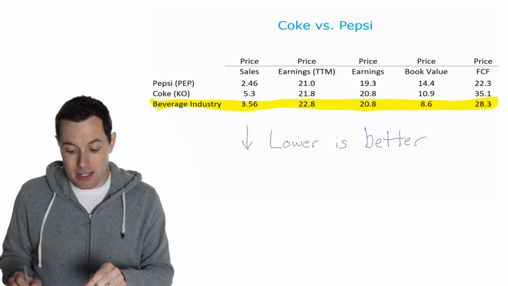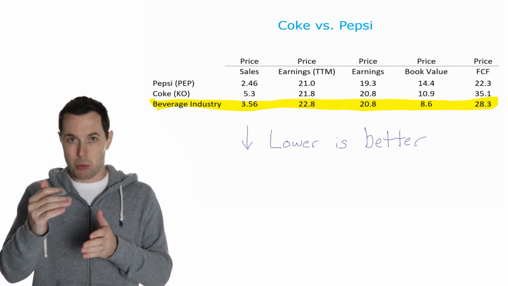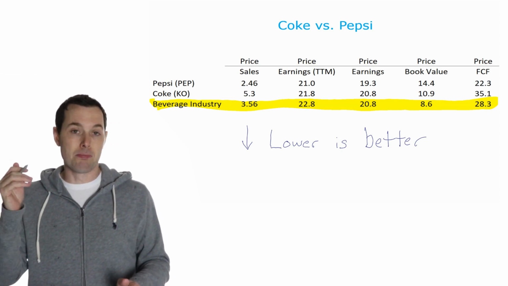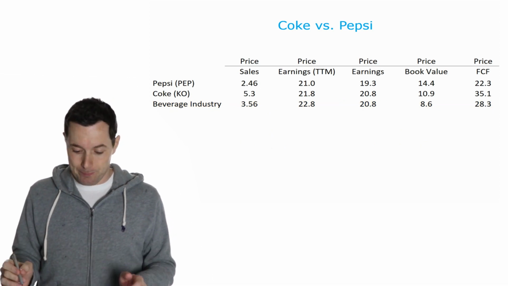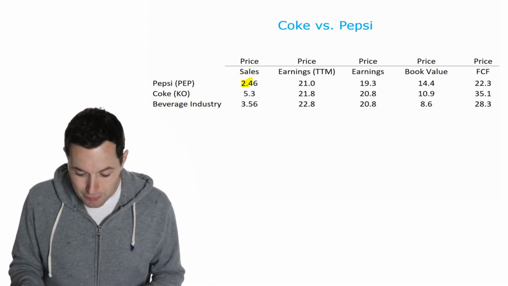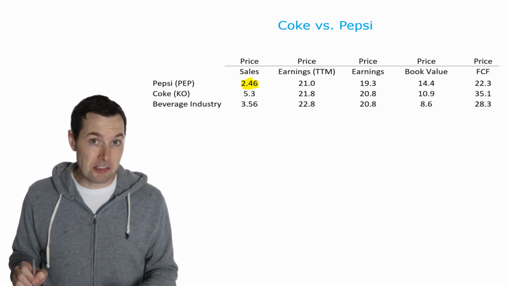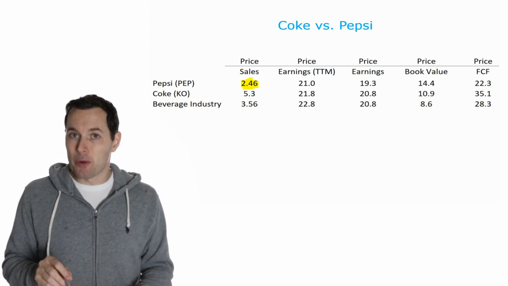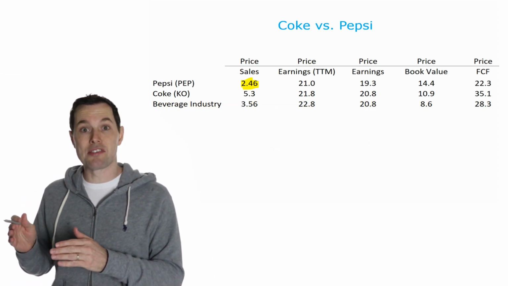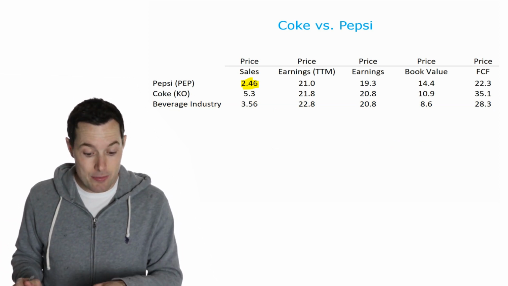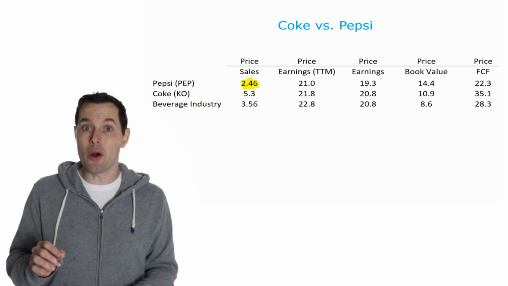Now remember, in this scenario, lower is better. When you do a price over whatever metric, sales, earnings, book value, cash flow, the lower the ratio, the better. So, if we look at the first one, we'll see price to sales. Looks like Pepsi is better. That 2.46 means that you're paying $2.46 for every dollar of sales that Pepsi has. If you were to buy Coke, you'd be paying $5.30 for every dollar of sales that Coke has.